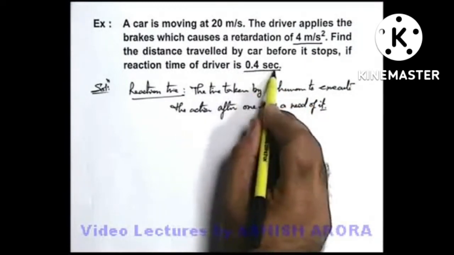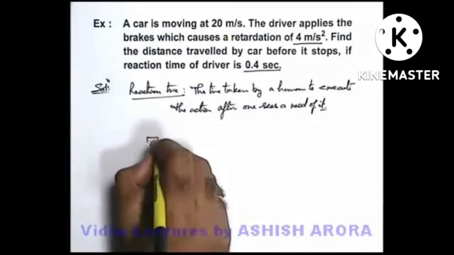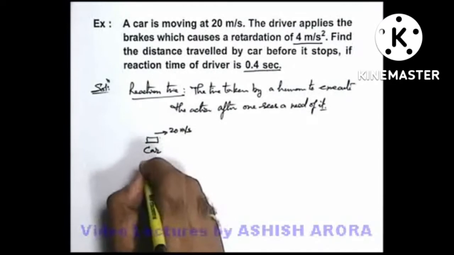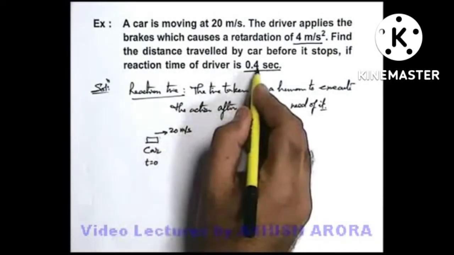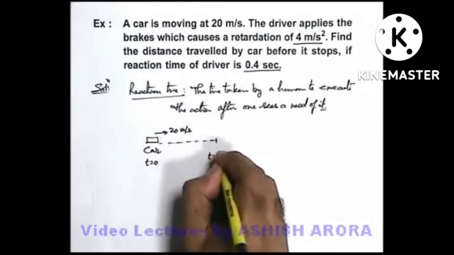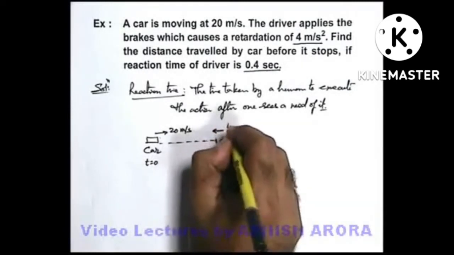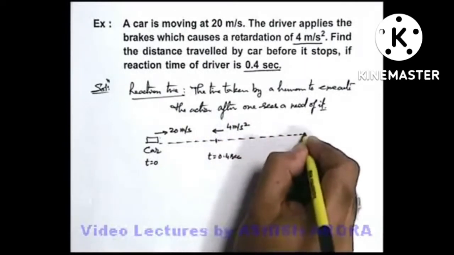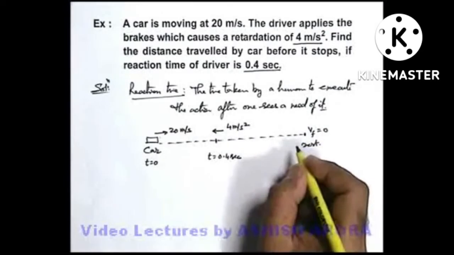So till 0.4 second, the car will move with a uniform speed and then the retardation will be applied to the car. If this is the car which is moving at a velocity of 20 meters per second, we can say at t equal to 0, he sees the need to apply the brakes. Till t equals 0.4 second, it will move with the same velocity of 20 meters per second, and then the retardation of 4 meters per second square will be applied. Due to this, the car will be retarded and finally come to rest after some time by covering some distance.